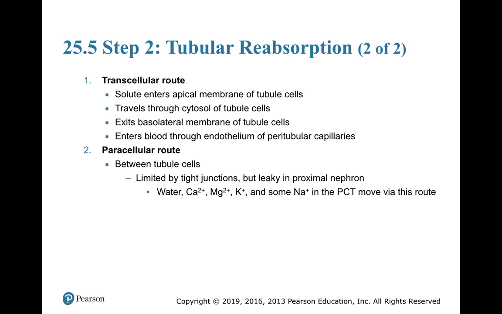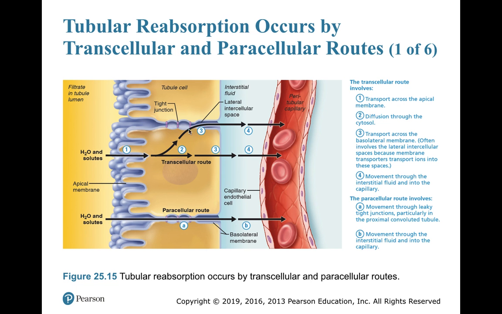The paracellular route would be between tubule cells. This is going to be limited because there are tight junctions, but in the proximal nephron it is a little leaky. And water, calcium, magnesium, potassium, some sodium in the proximal convoluted tubule can go this way. So you can get paracellular here. Transcellular, you'd be absorbed by the cell, make your way through the cytoplasm, and be released on the other side, and then you have to get to a peritubular capillary.